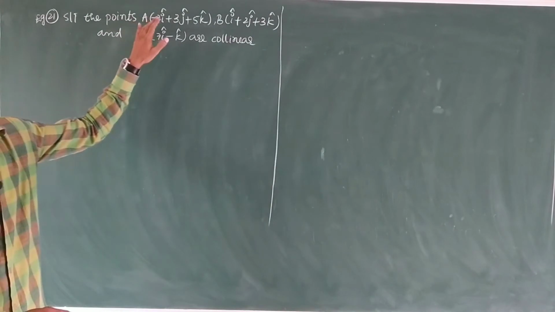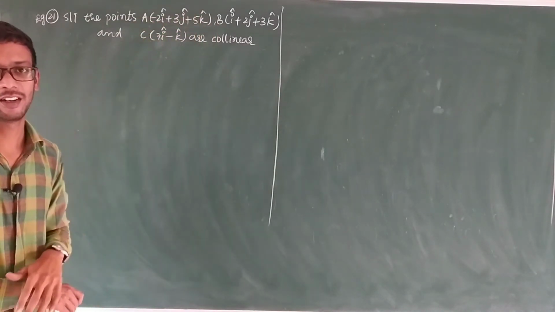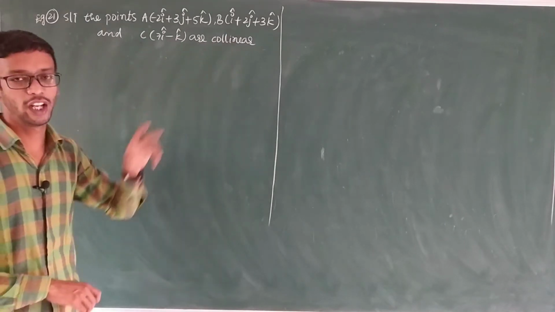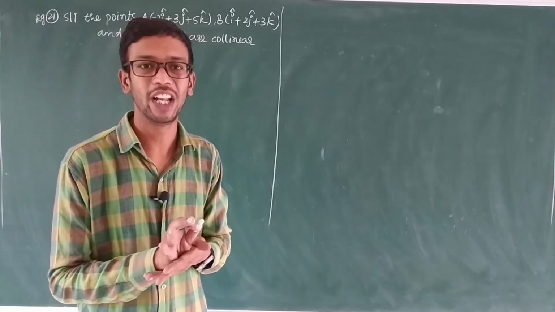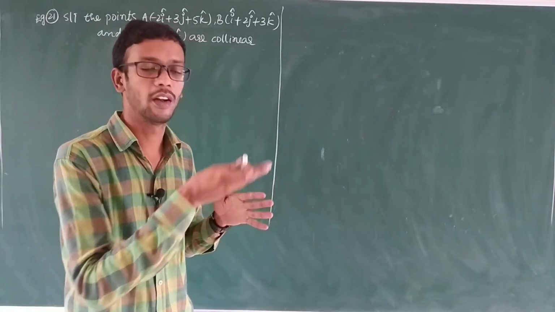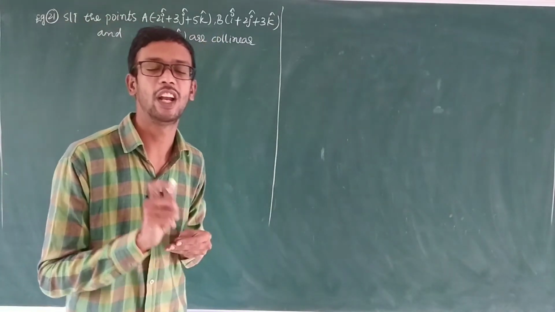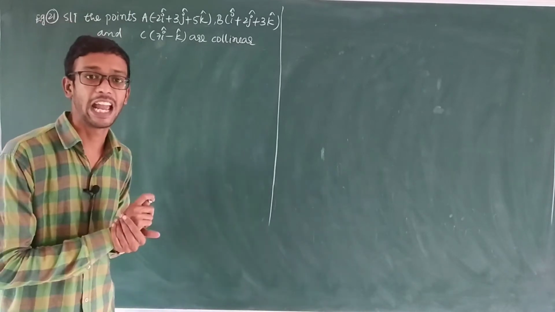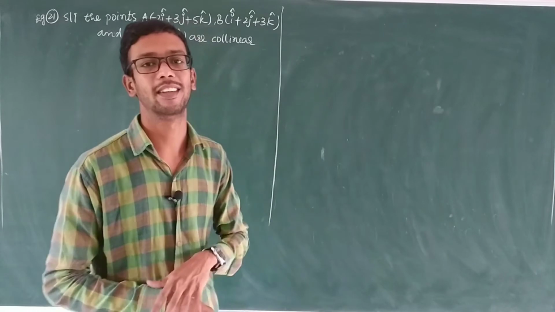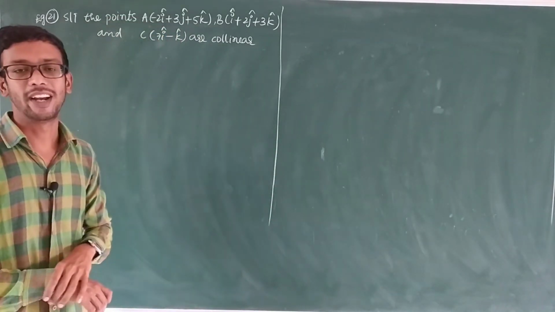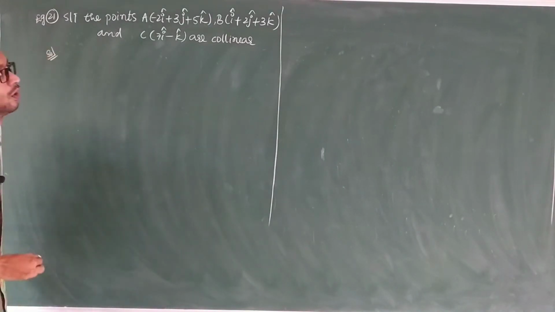Show that the points A, B, C, given in vector form, are collinear. Collinear we have to show. Collinear means the 3 points lie in the same line. They are not vectors; if 3 points lie in the same line, then the 3 points are collinear. So that is the purpose here. Solution.